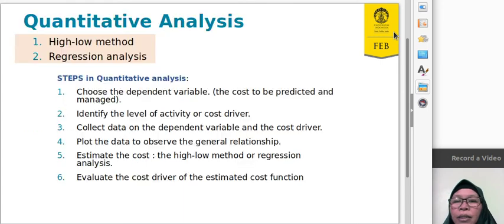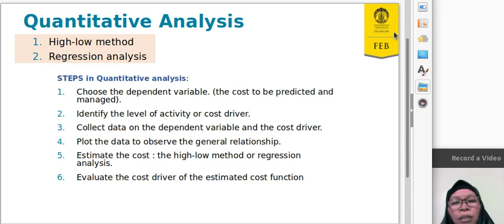There are two alternatives here in doing quantitative analysis. The simplest one is the high-low method. The other one is the regression method. We will take a look at the detail after this part. Okay, so there are six steps in doing quantitative analysis. The first one is to choose the dependent variable or the cost that we are estimating.